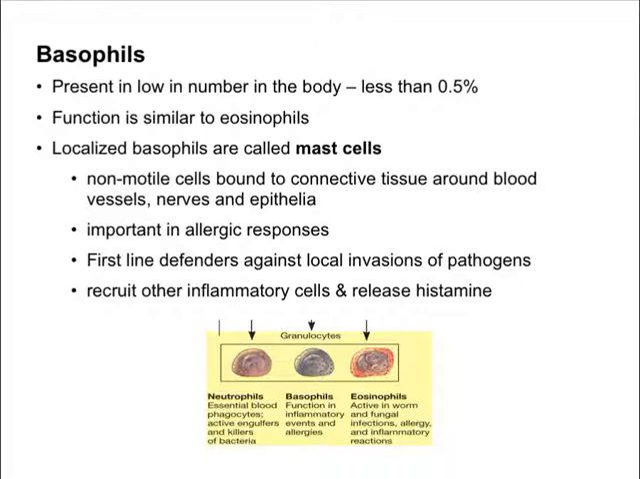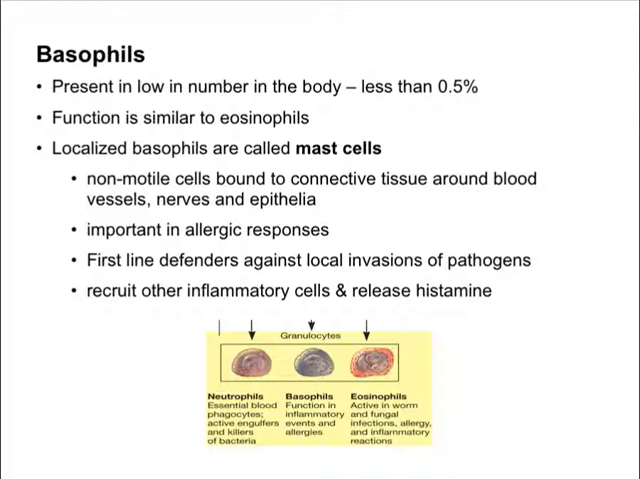We've had neutrophils, eosinophils, and now basophils. They're present in really low numbers in the body, less than about 0.5% of circulating white blood cells. And their function is very similar to that of eosinophils. Some basophils become mast cells, that is, they're localized. They become non-motile and bound to connective tissue around the blood vessels, nerves, and epithelia. They're especially important in allergic responses, as they're the first-line defenders against local invasions of pathogens. They are the ones that will recruit other inflammatory cells, and they're personally responsible for releasing histamines that we see in allergic responses.